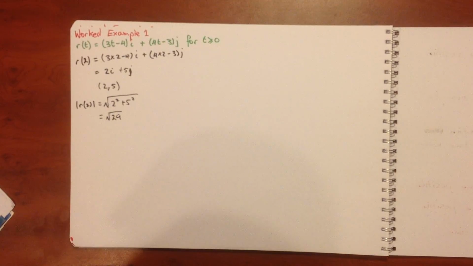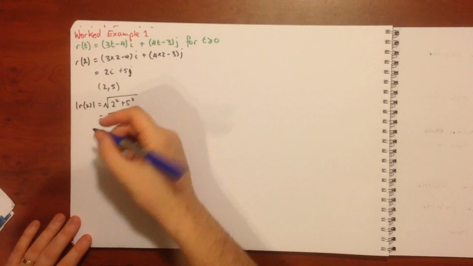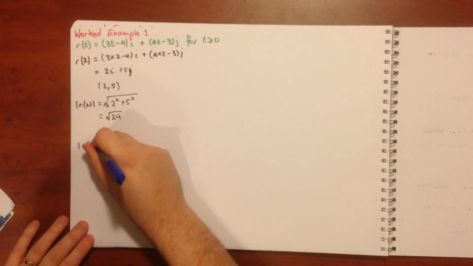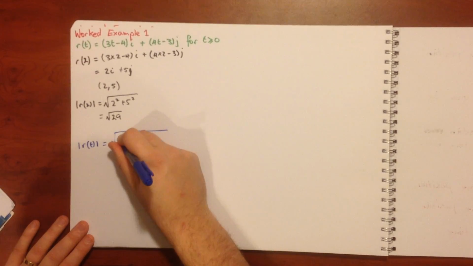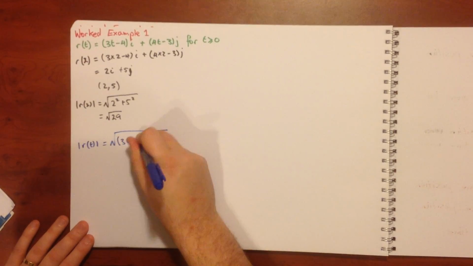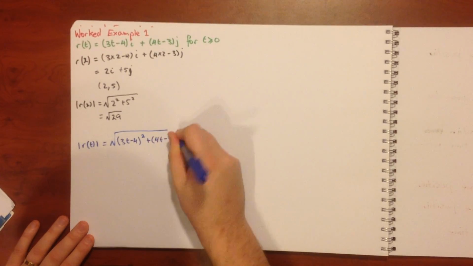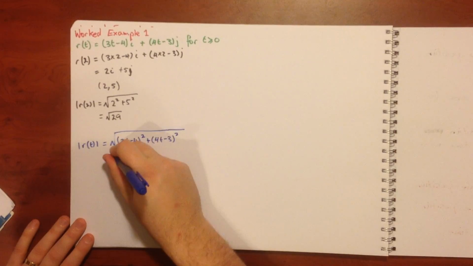Okay, and we'll have a look at part B now, which is wanting us to find the distance of the particle from the origin at any time t. So at any time, we're just going to be taking the modulus of it and saying that we've got the modulus of r of t equals the square root of (3t minus 4) squared plus (4t minus 3) squared. Okay, so we can expand that out.